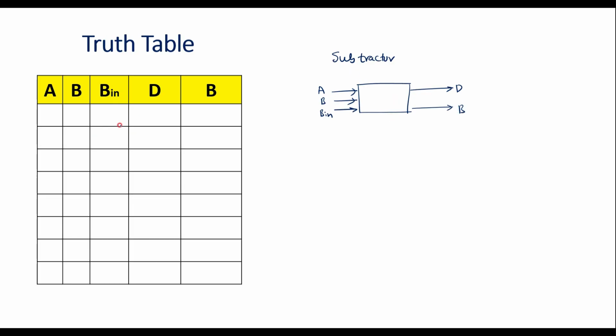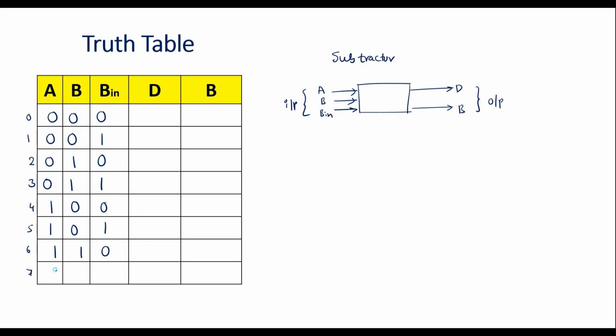First let me write the truth table. So here we have three inputs. These three are inputs, and here difference and borrow are the outputs. The possible inputs are 0, 0, 0, so its decimal equivalent is 0. 1 is 0, 0, 1. 2 is 0, 1, 0. 3 is 0, 1, 1. 4 is 1, 0, 0. 5 is 1, 0, 1. 6 is 1, 1, 0. And 7 is 1, 1, 1.